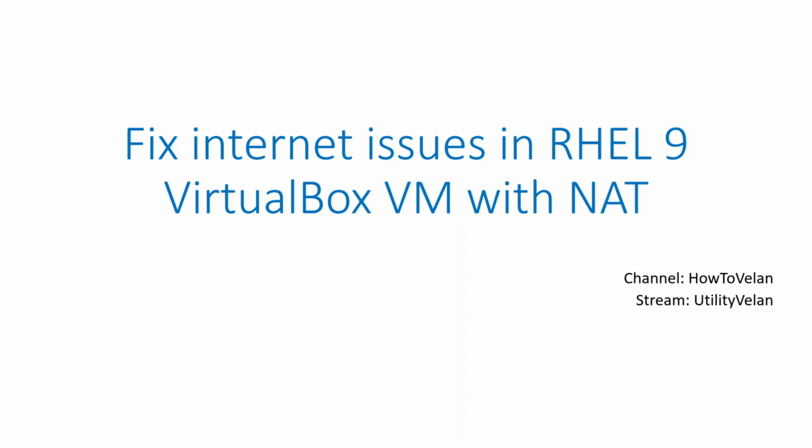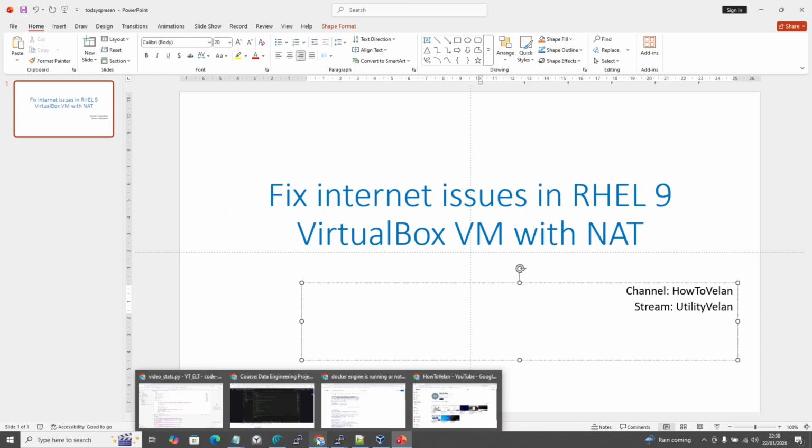This is Utility VLAN. Today in this video we are going to see quickly how to fix internet issues in RHEL9 VirtualBox VMs with NAT. I used to go through these sorts of issues quite often, so I discovered the fix. So I thought, why don't we document it so it's useful for others as well. I'll tell you what the issue is, and then I'll show you the fix I discovered.